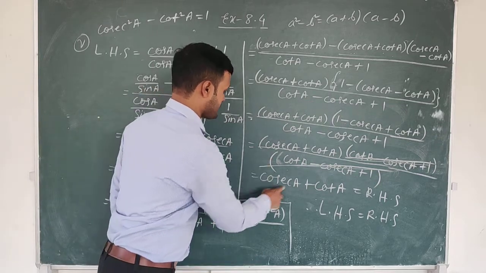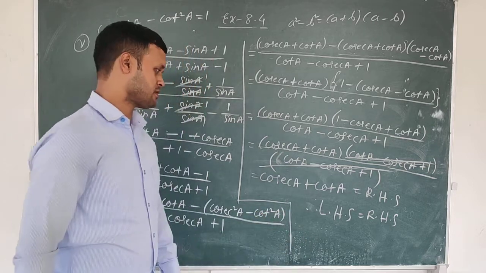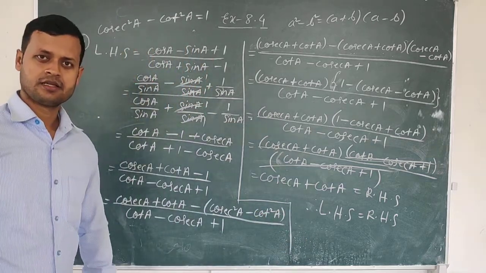Students, now what will you get? Cosec A plus cot A. So that is equal to RHS. Therefore LHS equals RHS. Is it okay?